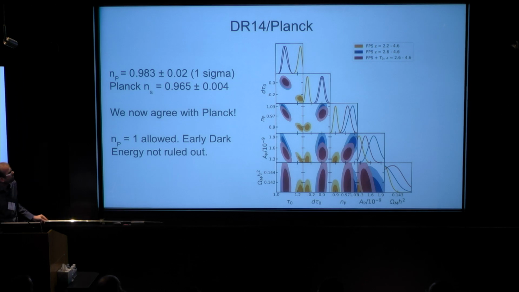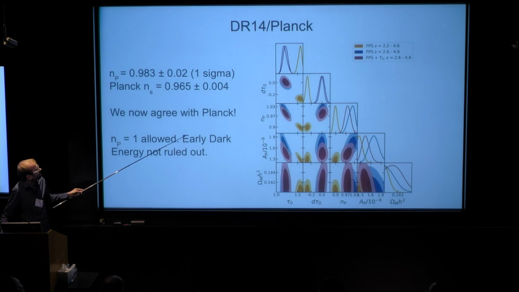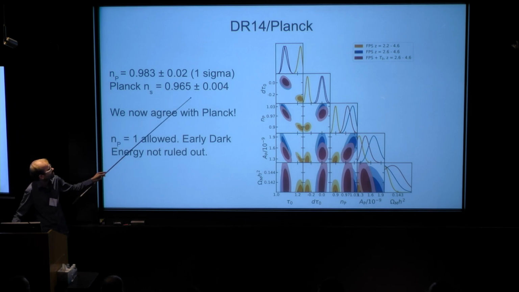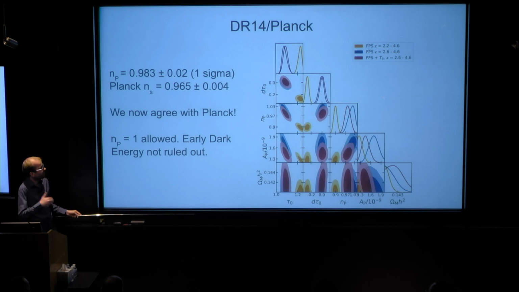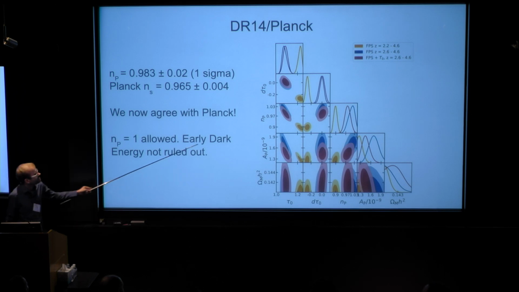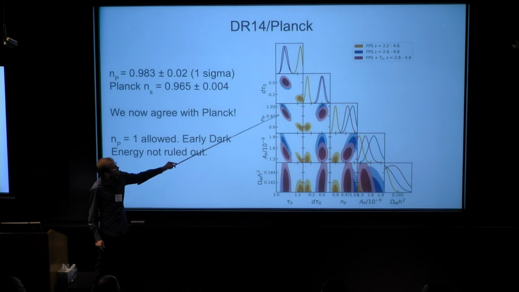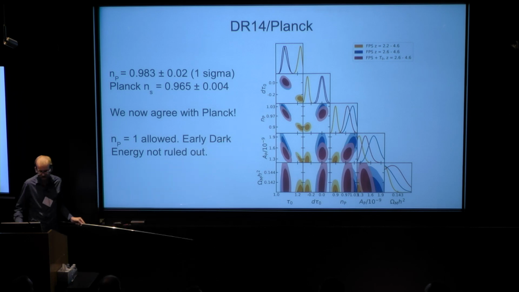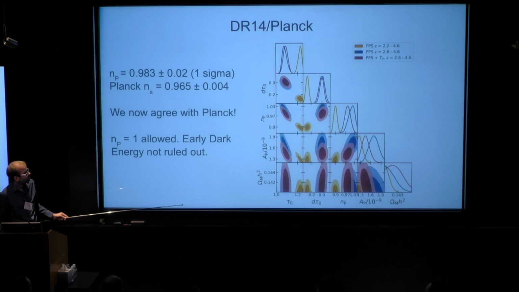So let me go through the constraints. I'm measuring the power spectrum slope as being 0.983 plus or minus 0.02. Planck gives 0.965 plus or minus 0.004. So we do agree with Planck now, right? So for the first time, the Lyman alpha forest is measuring the slope of the power spectrum in agreement with Planck, which is nice. There is posterior density towards a higher power spectrum slope, which means that we are not necessarily ruling out all these nice early dark energy models that prefer the slope to be a little bit higher, which is also interesting.